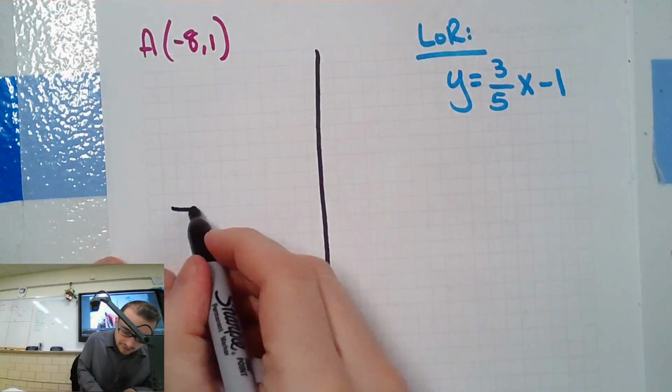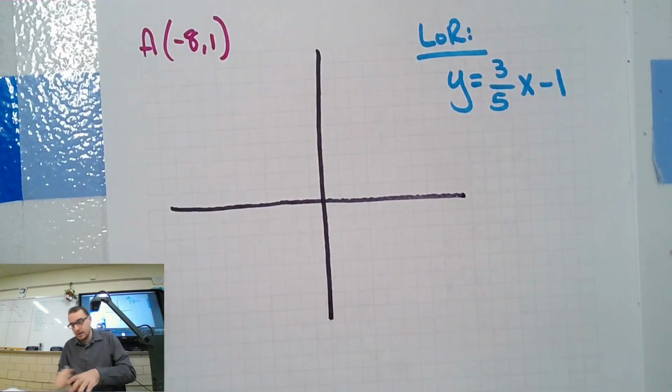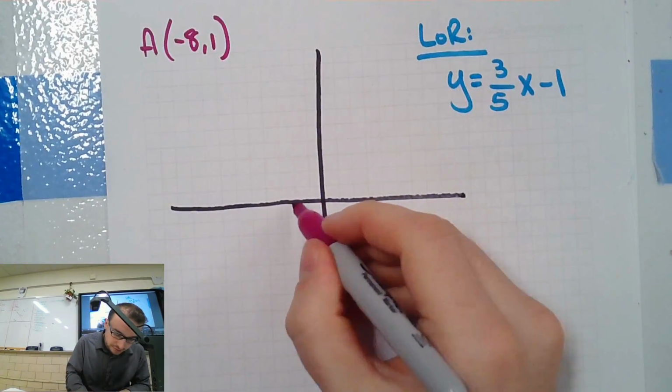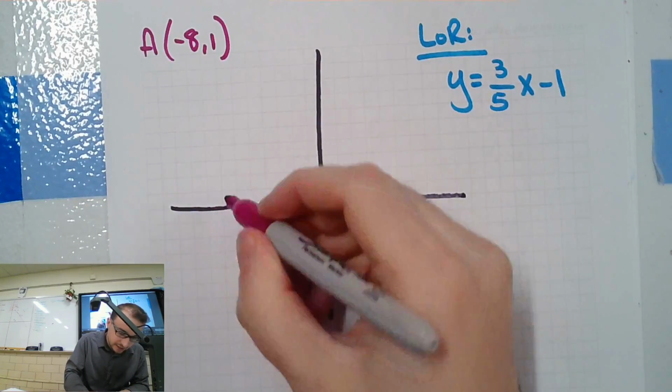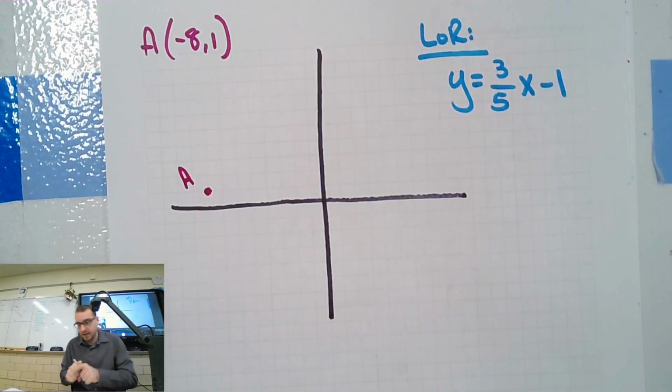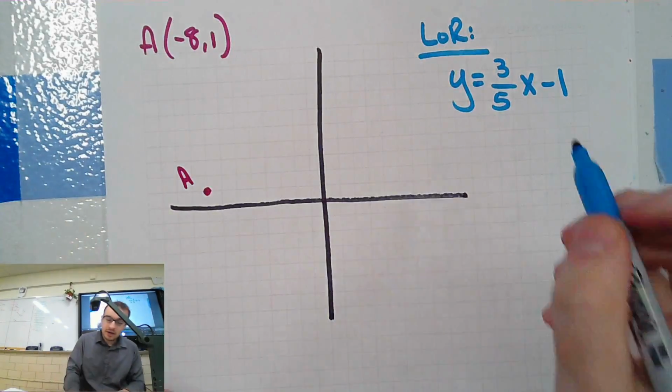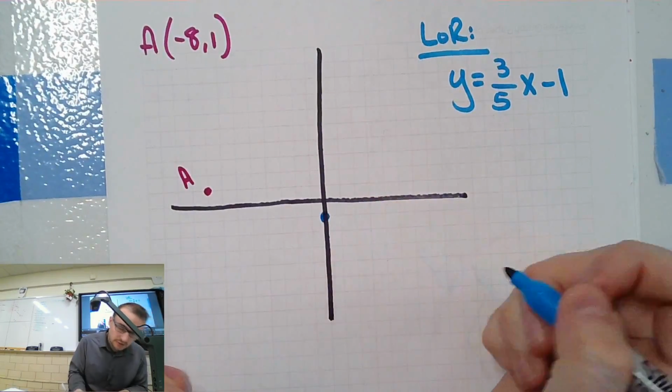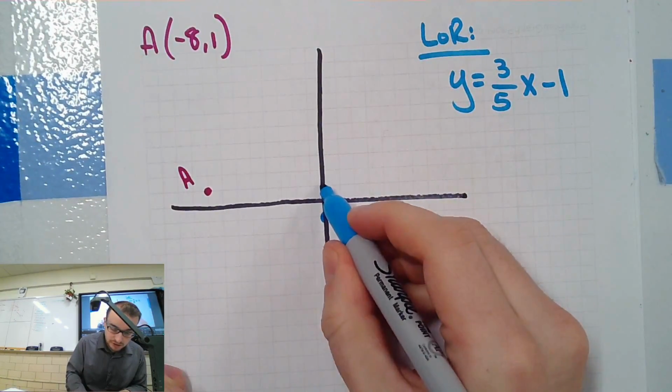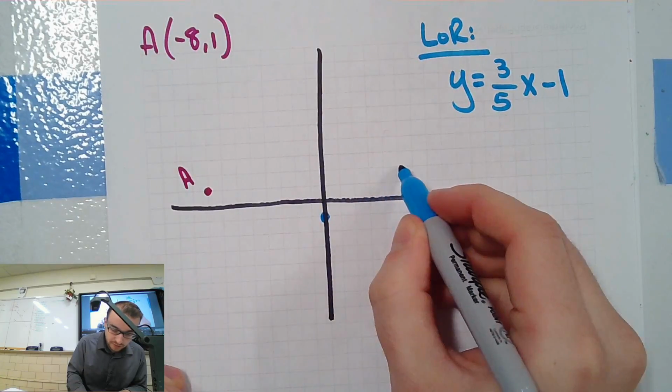So here's my graph. Negative 8, 1 is here. 1, 2, 3, 4, 5, 6, 7, 8. Up 1. There's A. And our line of reflection is going to be this. Negative 1 is my y-intercept. Up 3/5 is my slope. 1, 2, 3, 1, 2, 3, 4, 5. I'm going to draw my line.